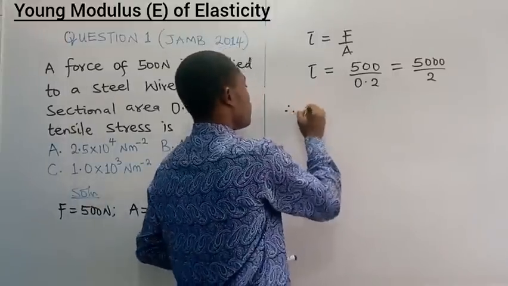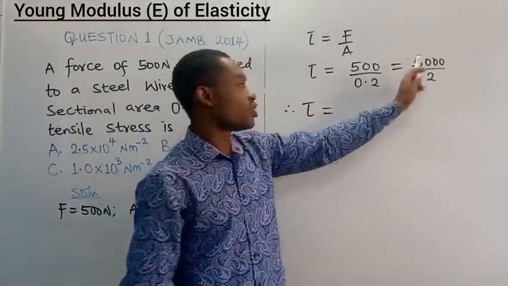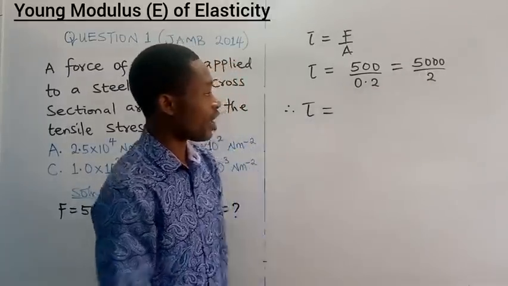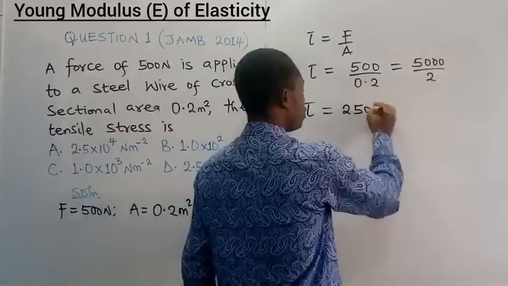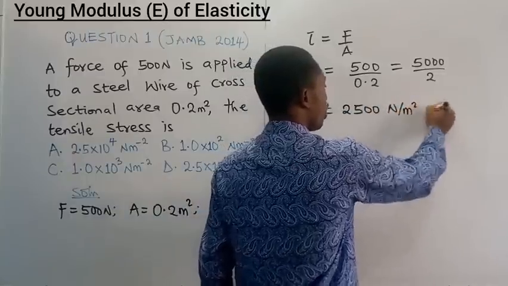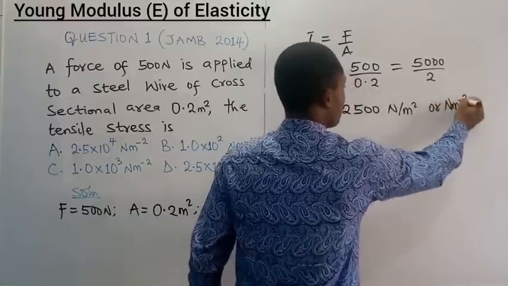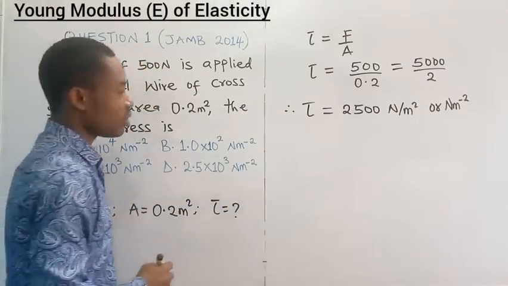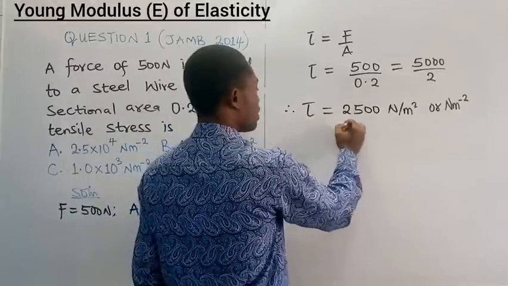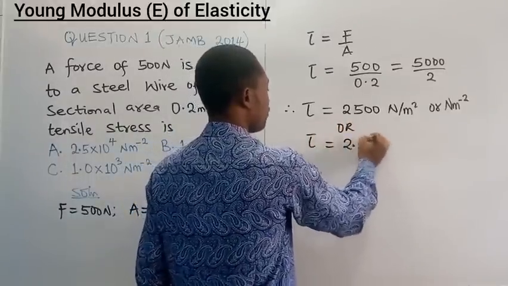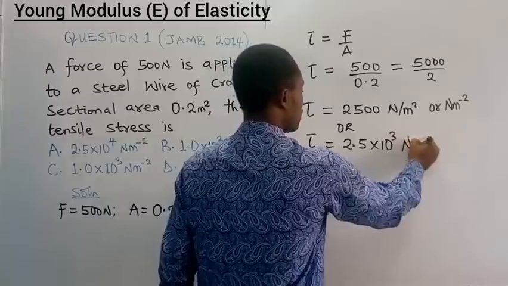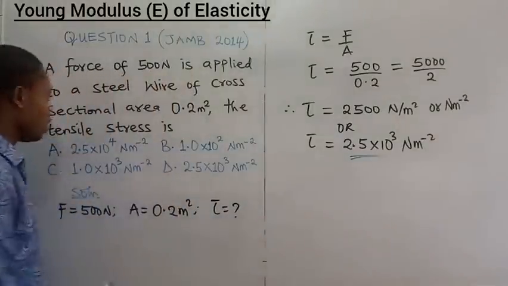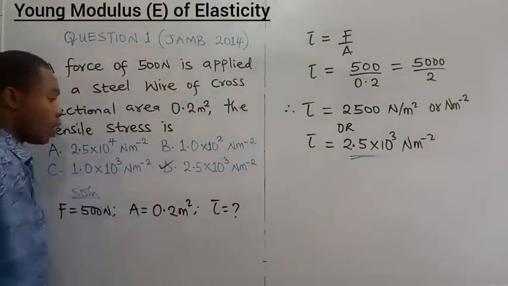Doing this division, 2 goes into 5 twice, remainder 1. Attach the 1 to this 0, you get 10. 10 divided by 2, you get 5. So this is actually going to be 2,500 Newton per square meter, or you can still write it as Newton meter raised to power minus 2. So 2,500 is our tensile stress. In standard form, we can still write this as 2.5 times 10 to the power of 3 Newton per square meter. Of course, this is the value of the tensile stress. Looking at the options, the correct option is option D.